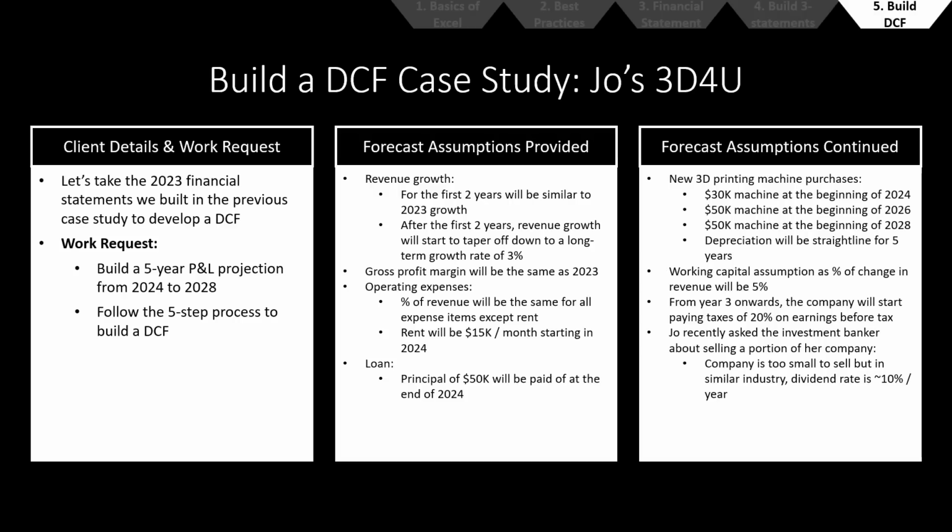Joe will buy new 3D printing machines as follows: another $30,000 machine at the beginning of 2024, a $50,000 machine at the beginning of 2026, and a $50,000 machine at the beginning of 2028. Depreciation for these additional printing machines will also be straight line for 5 years. Working capital as a percent of change in revenue is assumed to be 5%. From year 3 onwards, the company will start paying taxes of 20% on earnings before tax.